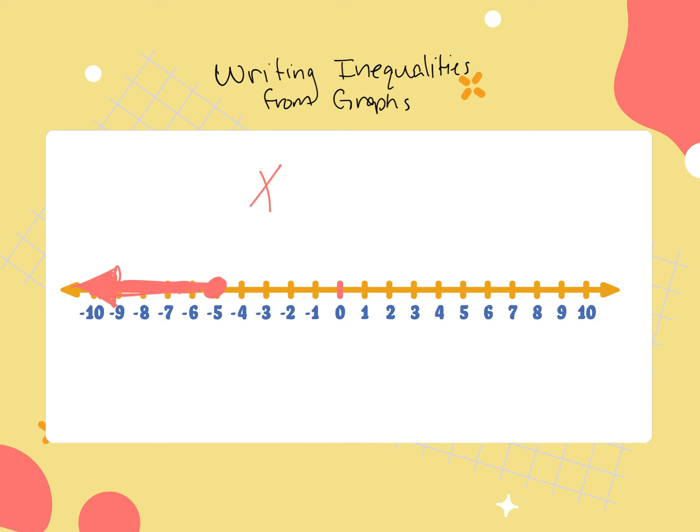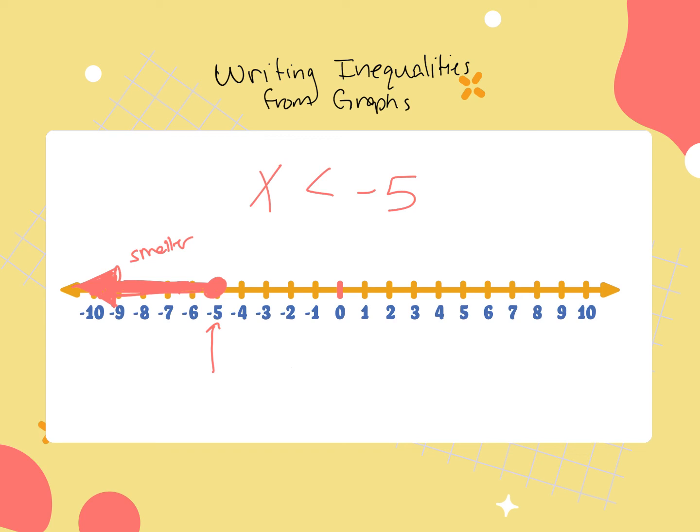We have to figure out, where does it start? Well, it starts this time at -5. So I need my -5. And I have to decide what sign to put in there, less than or greater than. Well, as I go to the left, these numbers are getting smaller. Because these numbers are getting smaller, that means they're getting less than -5.